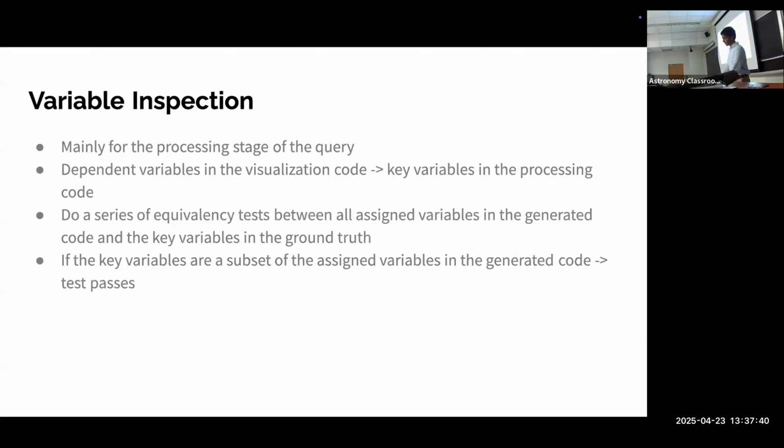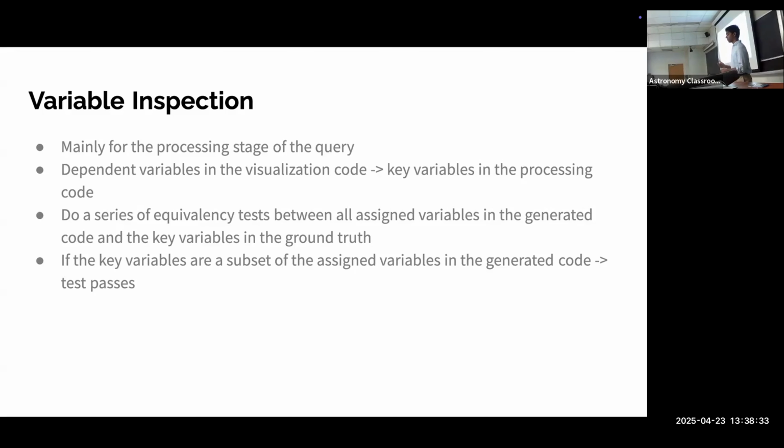Yeah. So after executing that code, another thing that we look at mainly for the processing stage of the query, so mainly for the code that reasons about astronomy tasks, is whether that code is actually correct. And the main way we do that is that we've got this insight that the dependent variables in the visualization code, the data that's being used in the visualizations, are the key variables in the processing code. And then we collect all these key variables within the ground truth.